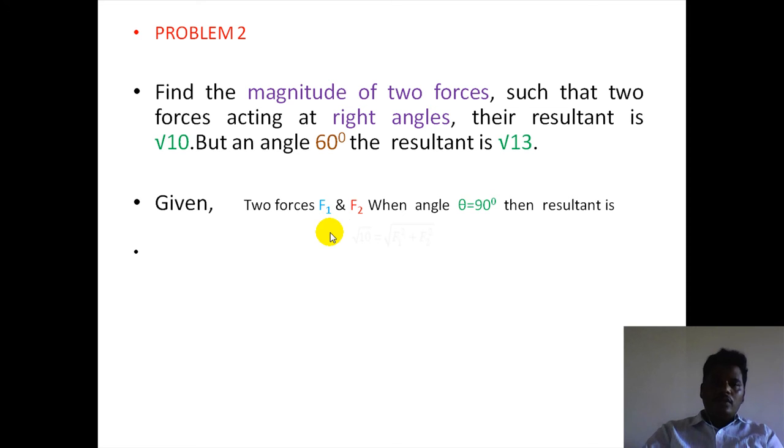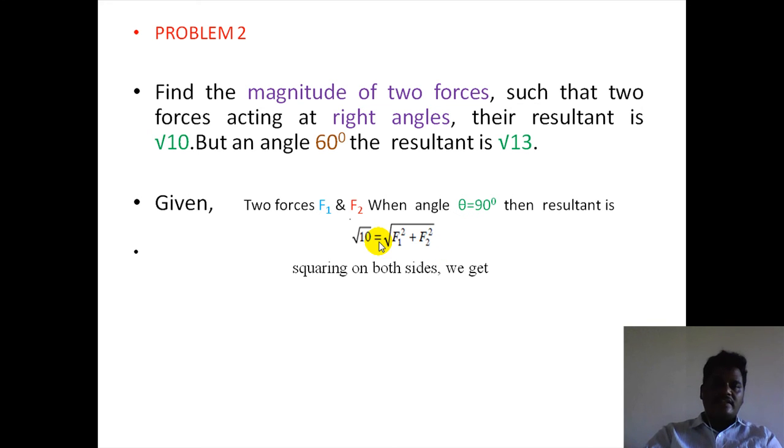Given two forces, I am considering them as F1 and F2. The first force is F1, the second force is F2, and the angle made is theta. Right angle means theta is equal to 90. Whenever theta is 90, we know that R is equal to the square root of P square plus Q square plus 2PQ cos theta, with F1 in place of P and F2 in place of Q. Cos 90 is 0.